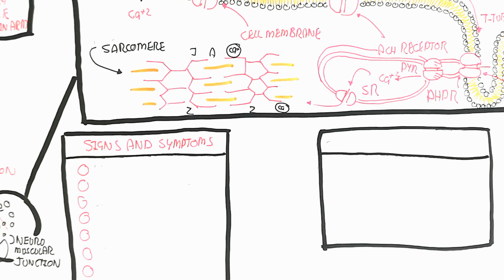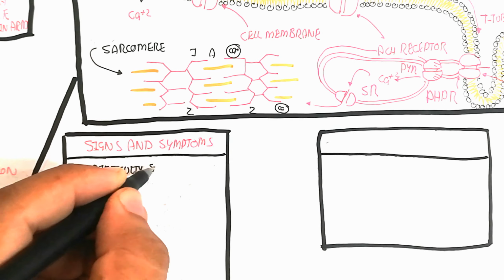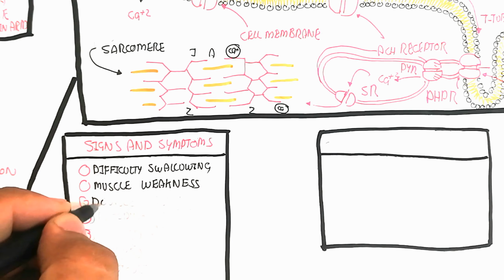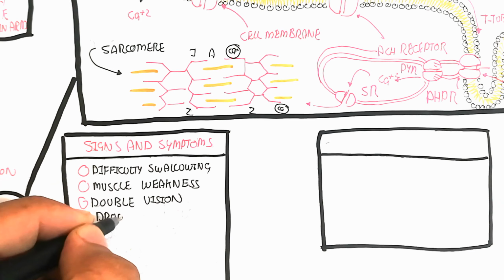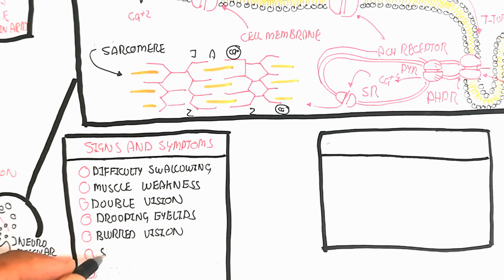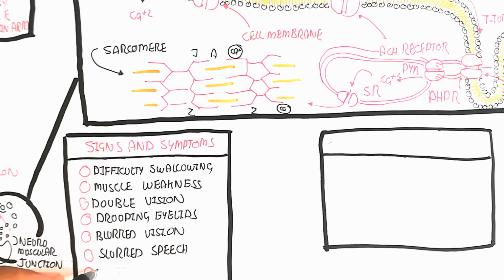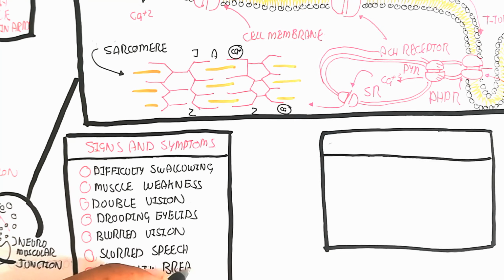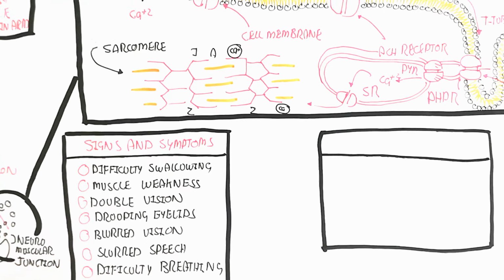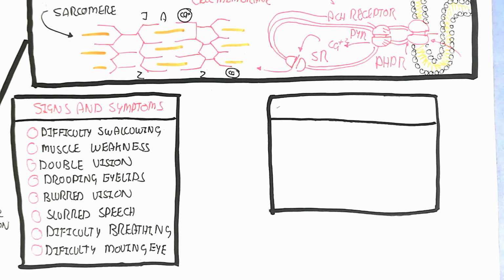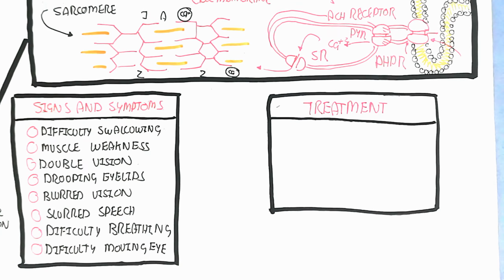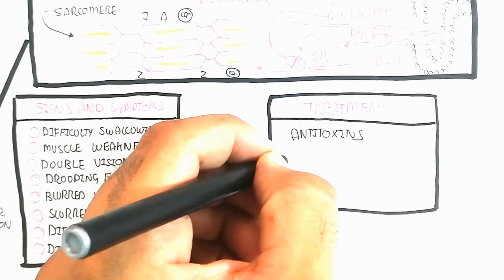That is why Clostridium botulinum infection can be lethal due to paralysis. In this way, heart as well as muscle movement will be impossible. The signs and symptoms, again I am saying, are difficulty swallowing due to muscle dysfunction, muscle weakness, double vision, drooping eyes, blurred vision, slurred speech, difficulty breathing, and difficulty moving the eyes due to muscle dysfunction.